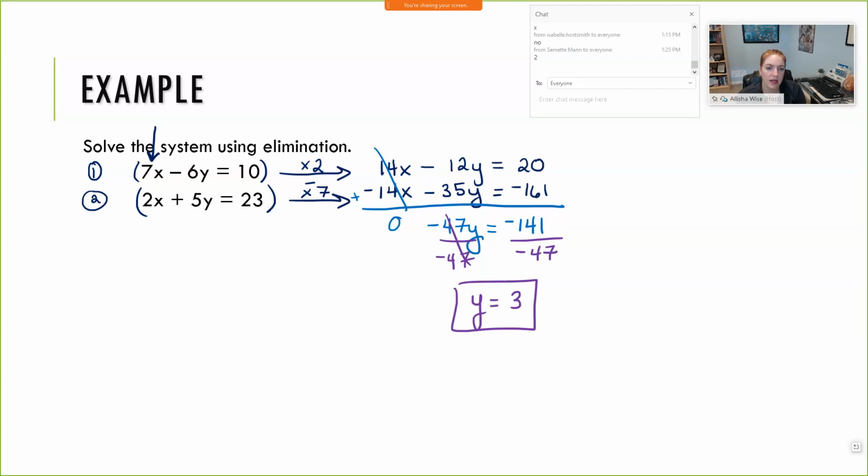Okay. So once I solve for one variable, what do I have to do next? I've got to plug it in. I need to plug it into one of the equations. Doesn't matter which equation I plug it into. Whatever you're feeling, whatever your heart desires. Plug it into equation, let's say equation 2. Why not? Doesn't matter.